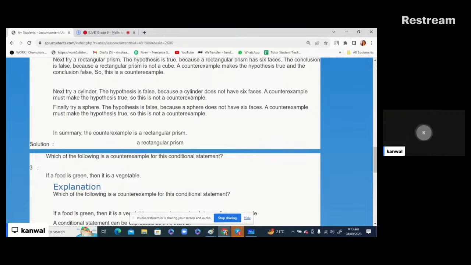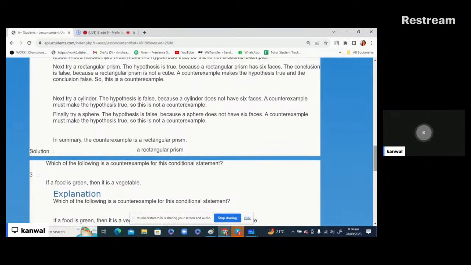So in summary, we conclude that a counterexample is a rectangular prism. Why? Because the rectangular prism has six faces, but the rectangular prism is not a cube. The hypothesis is right, but the conclusion is wrong in that case. This is it.